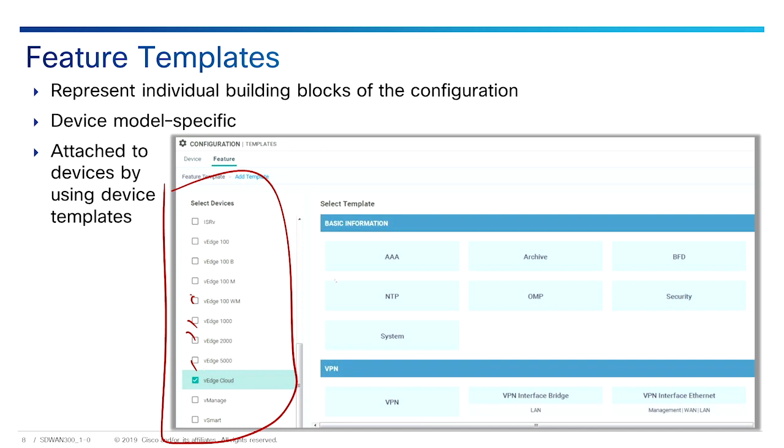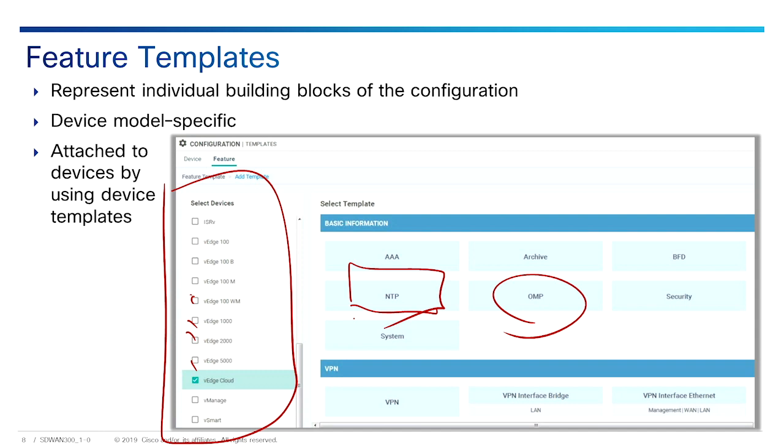And then under the feature templates, we have basic information like our AAA, OMP, and NTP. Let's say we have a global NTP server. We can create a global NTP feature template for every device to point to one NTP server, right? We attach that to the device template. We don't have to configure NTP on another system ever again, okay? As just an example.